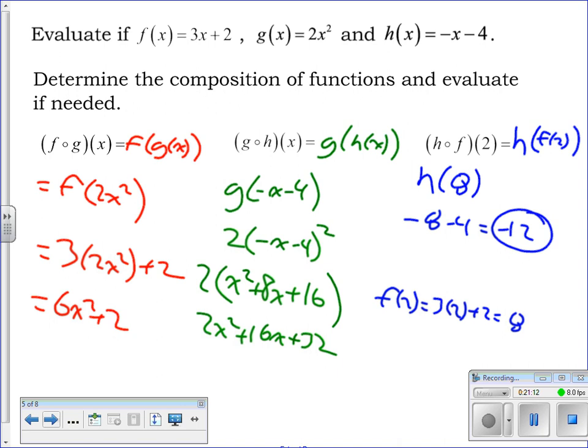And if you have functions, you can stick any function inside another function. You can even stick a function inside itself. You can find f composed of f. Take 3x plus 2, stick it into 3x plus 2. No big deal. I've done it.